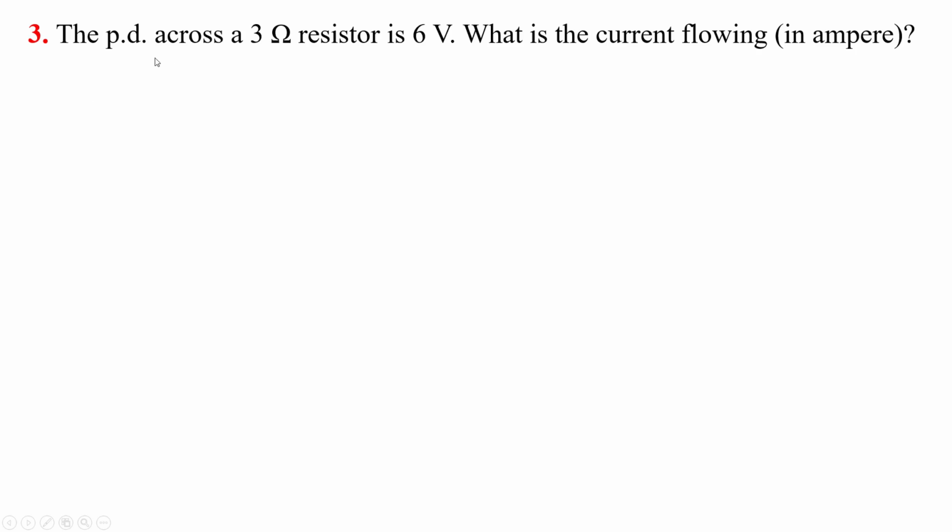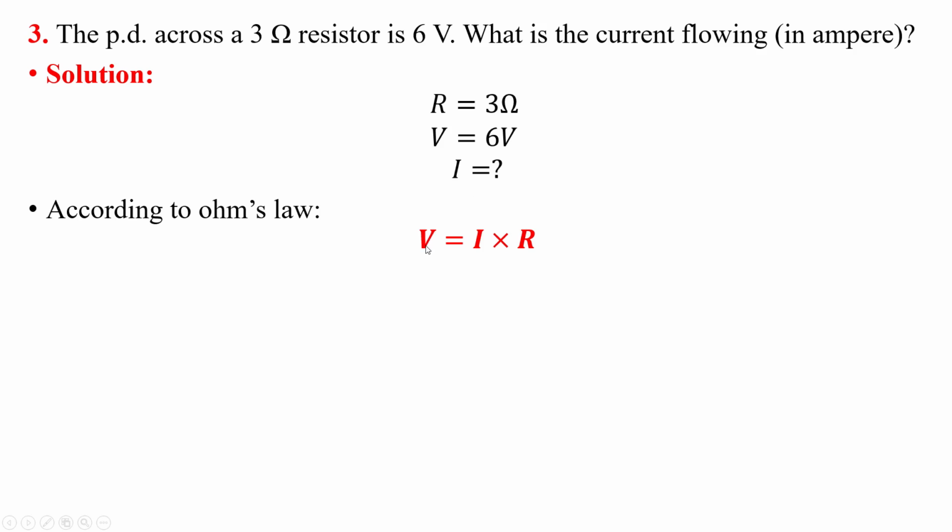Question number 3: the potential difference across a 3 ohm resistor is 6 volt. What is the current flowing in ampere? The given values are resistance of 3 ohm and voltage of 6 volt, and the current is unknown. According to Ohm's law, V is equal to IR, so I is equal to V over R. Putting the values in the equation, we get the current to be 2 ampere.